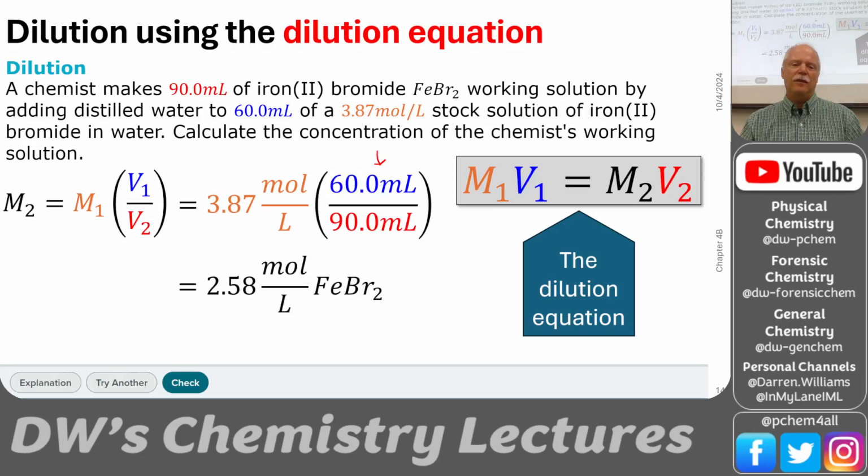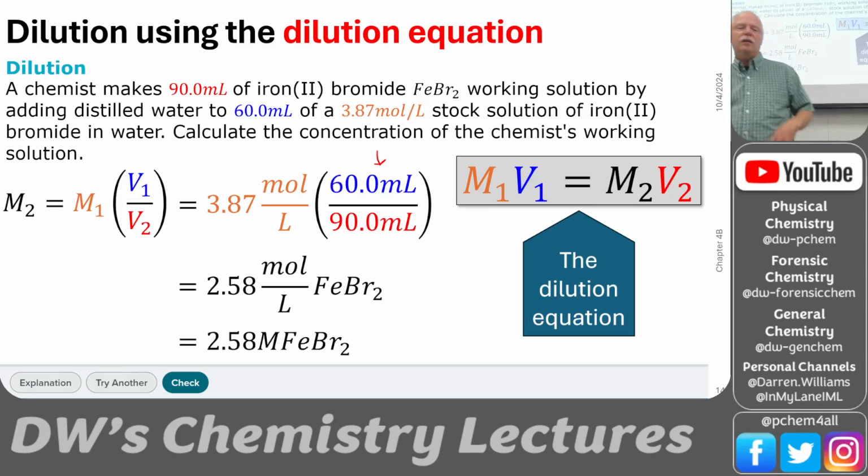Okay. So this is, again, the same answer we got before. It was the same calculation, but just a different method. So 2.58 moles per liter of the iron bromide. So that's one of the Alex problems on dilution.